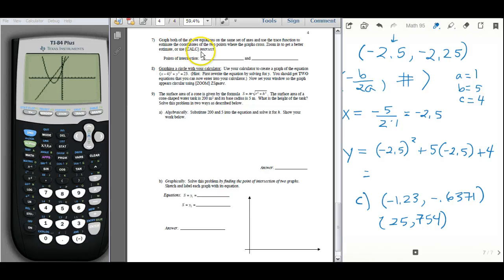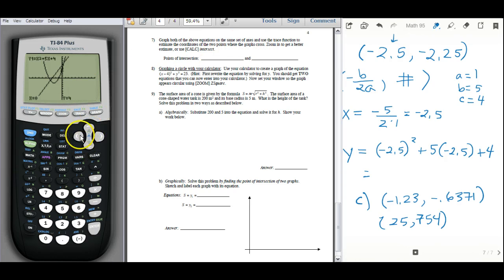So let's graph both of the above equations on the same set of axes and use the trace function to estimate the coordinates of the 2 points where the graphs cross. Okay, this is where they intersect. So let's hit trace, and we can move along the parabola here to get an idea about, it looks like it's right about there, but again, this is really hand wavy, right? We can't really see where the intersect is.